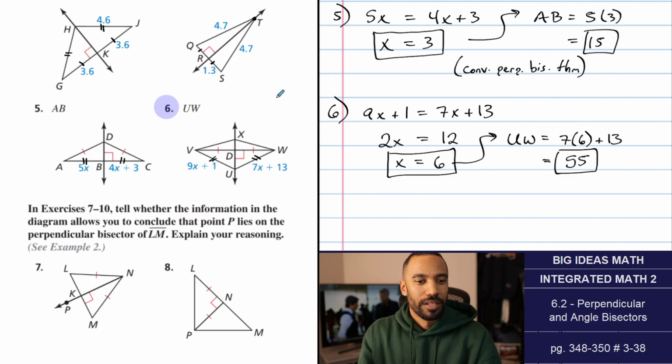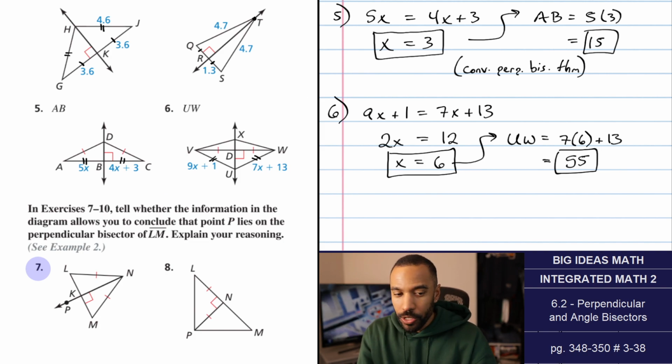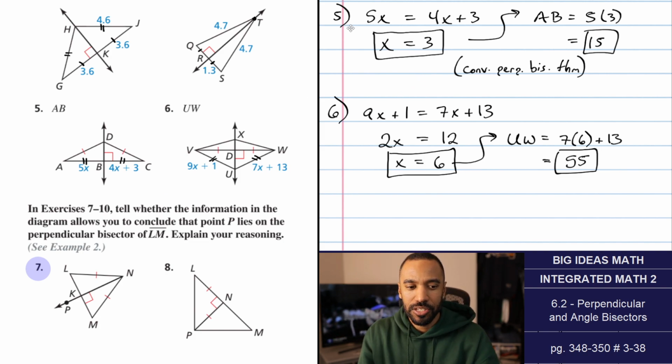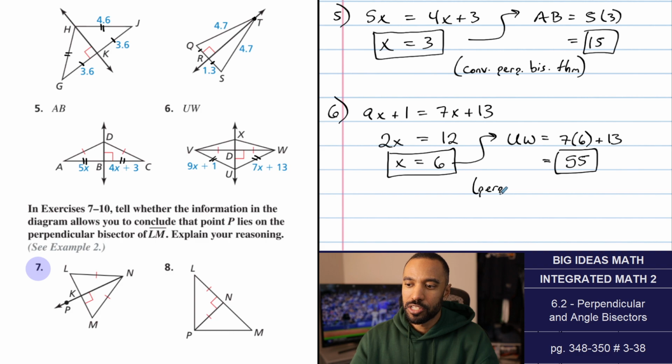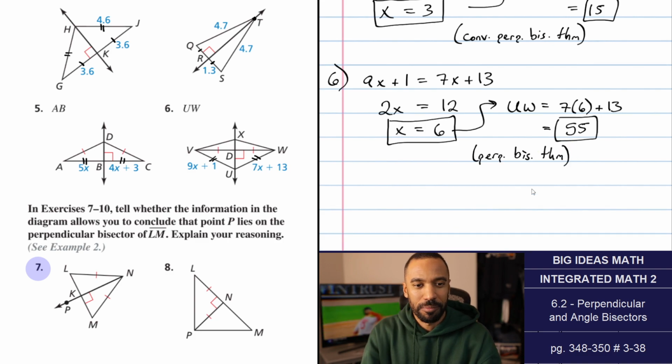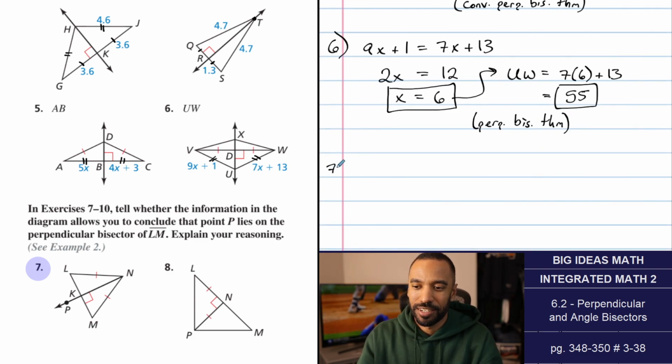Okay, let's move forward to numbers 7 through 10. Tell whether the information in the diagram allows you to conclude that point P lies on the perpendicular bisector. Oh, let me state here, by the way, this is the perpendicular bisector theorem. That lies on the perpendicular bisector of segment LM. Explain your reasoning. Not always a fan of explaining my reasoning, sorry, but I'll do what I can.